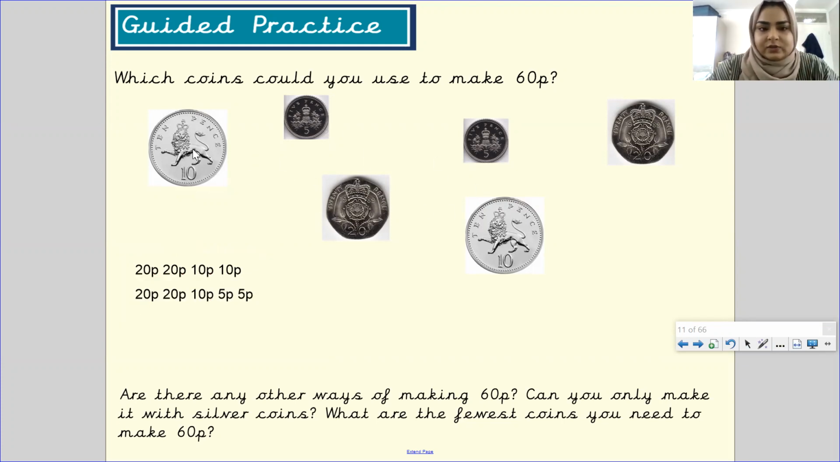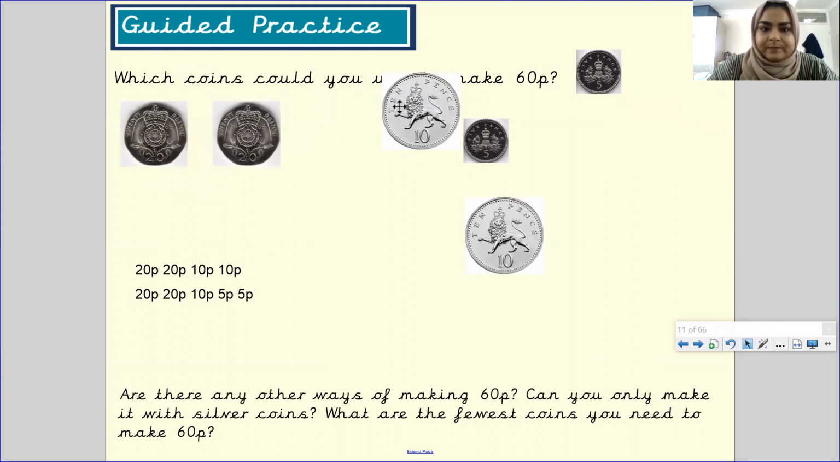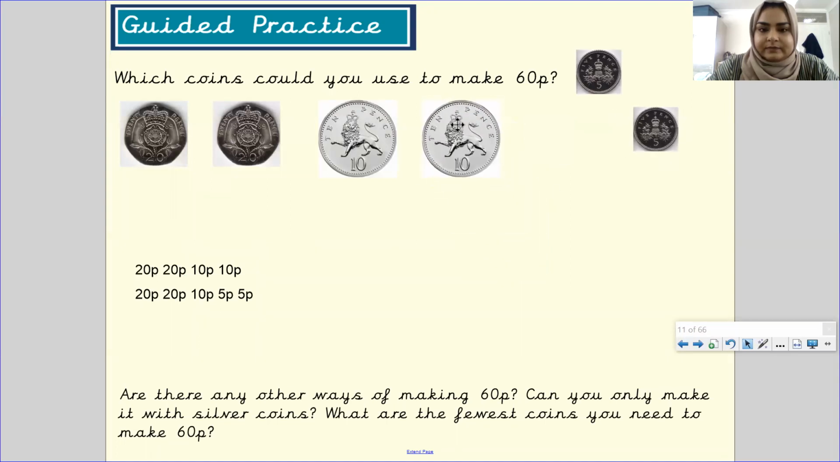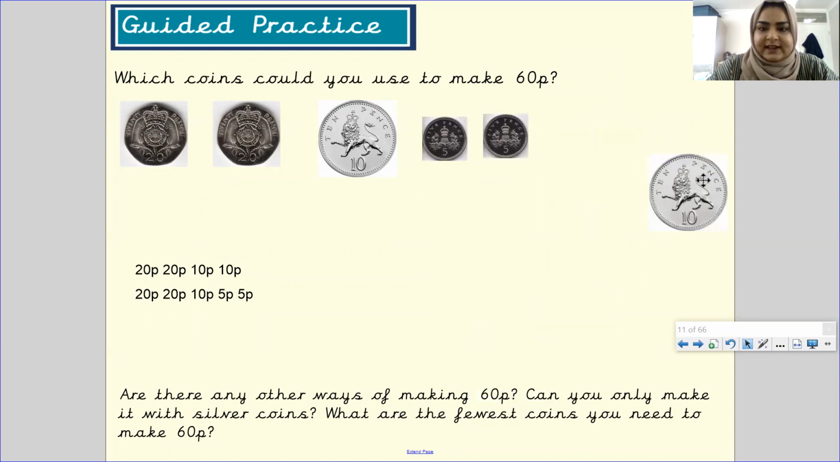Okay, so the 2 ways that I have found are 20, 20, 10, and 10. Okay, then the other way I have found is 20, 20, 10, and 5, 5, because the 10 is broken into 2 5s. Are there any other ways of making 60p? Can you only make it with silver coins? What are the fewest coins you need to make it with?